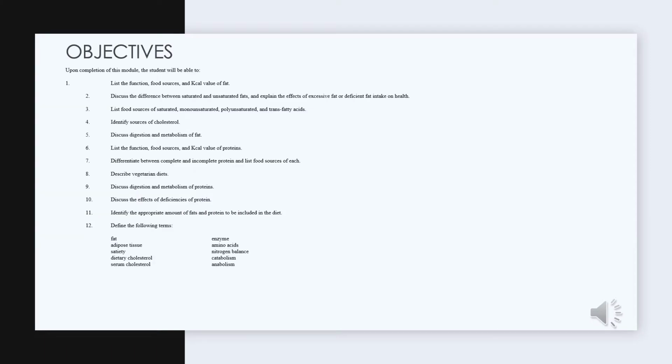These are our objectives for this module. So we're going to talk about fat this time, or lipids. We're going to talk about saturated and unsaturated fat, food sources, cholesterol, how fat metabolizes, and then we're going to start talking about protein and cover the same areas going through protein as well.